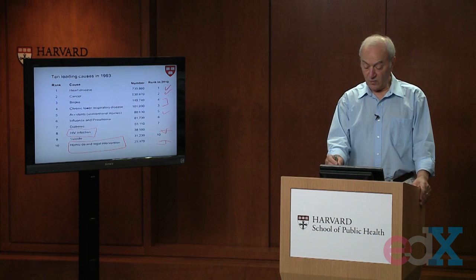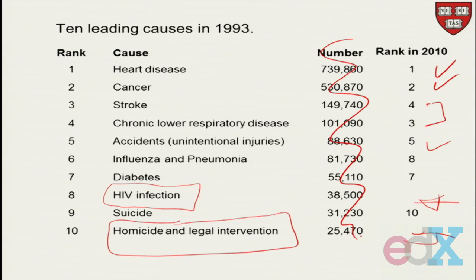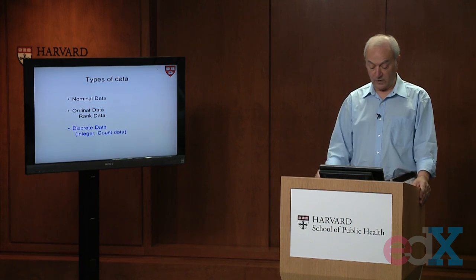But anyway, the point is, we can't compare the numbers because the numbers are referred to different bases, different groups of people. But we can refer to the ranks, and we can make a comparison between the causes of death, where they rank, and so on. Okay, so that's rank data, which is a special case of ordinal data.